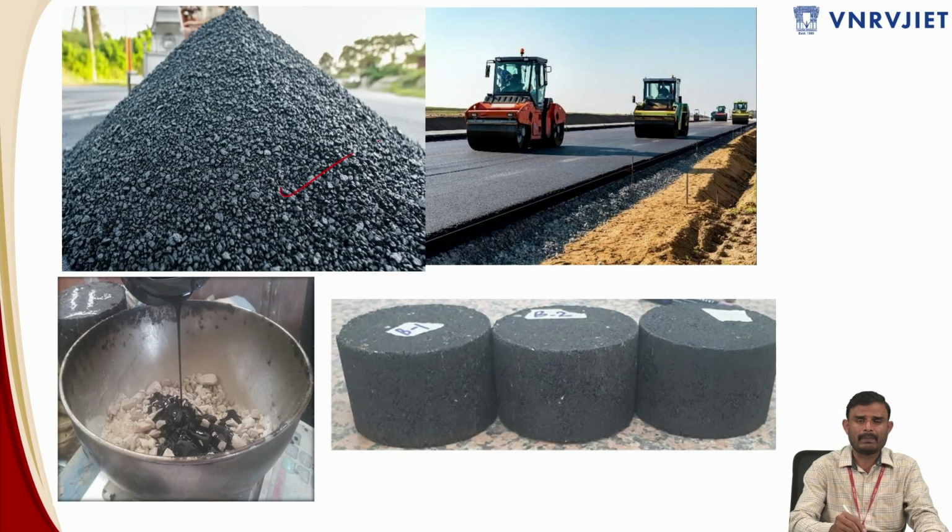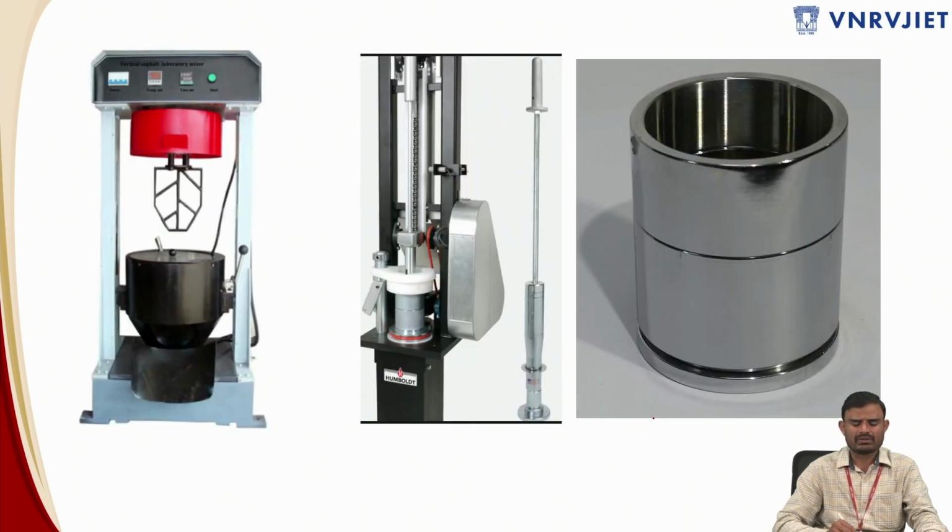This is a loose mixture prepared at the plant, and this is a loose mix that is transported to the site and compacted, and then this is the loose mix that is being prepared at the laboratory, and these are the samples that have been cast at the laboratory. So this is the automatic mixer, and this is the automatic compactor, and this is a Marshall mold, and this is a collar, and this is a base plate over here.